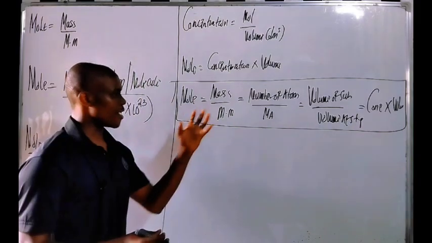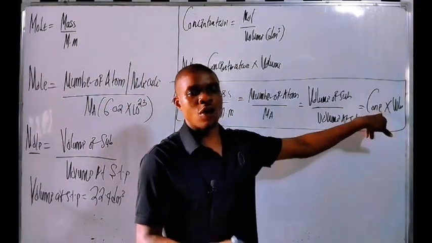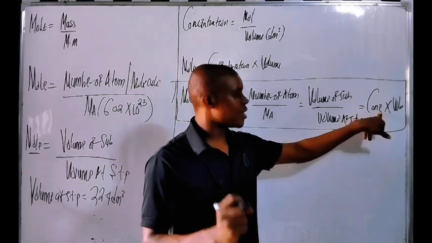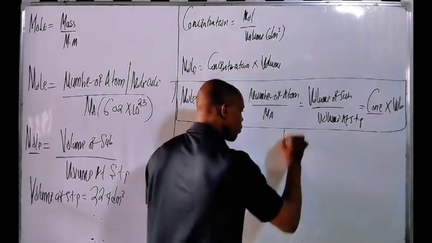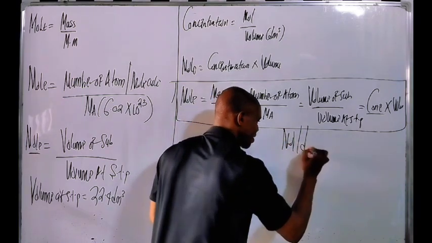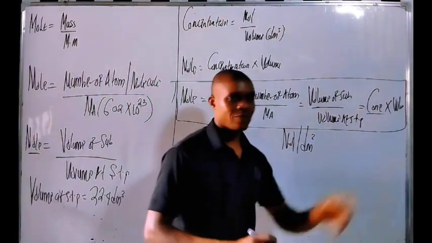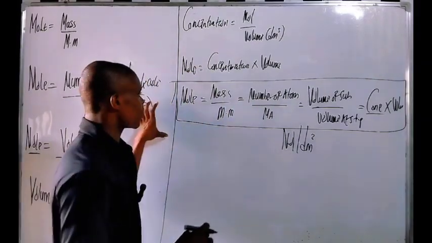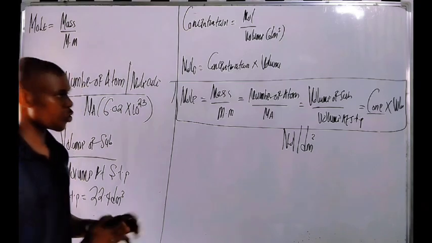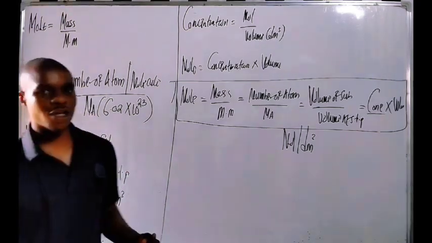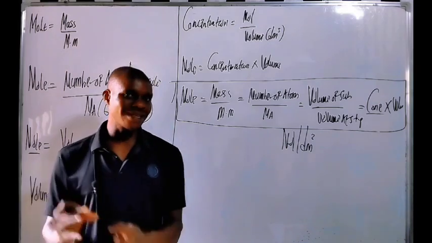So we can break them down. Now, what you want to understand here is that this concentration is in mole per dm cube. So the unit of this concentration is mole per dm cube, or mole per liter. The volume is in dm cube. So these are the various formulas you can apply when solving mole concept. Now we are getting to the various questions. Let's start solving some practical problems now.